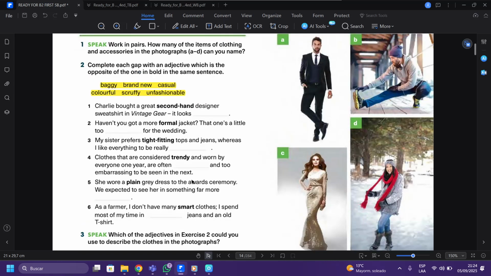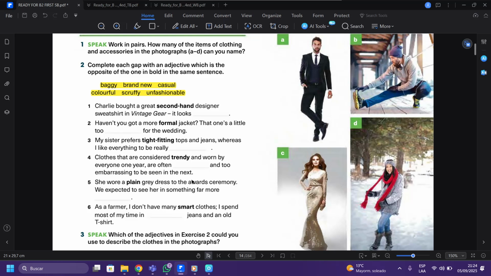Number 5. She wore a plain dress to the awards ceremony. We expected to see her in something far more colorful. What is the opposite of plain? In this case it is colorful. Plain is something that is not that attractive, not engaging, and colorful is something appealing, attractive.